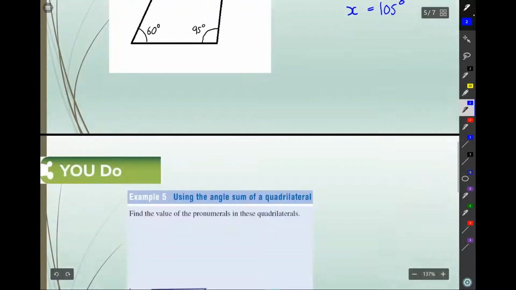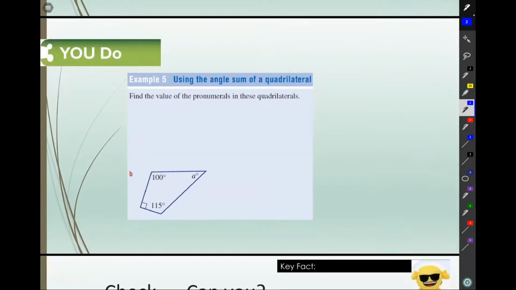Alright, now I have an example here for you to have a go at doing on your own. You're going to be finding the value of angle A. Pause the video, have a go, and when you come back I'll show you the solution.